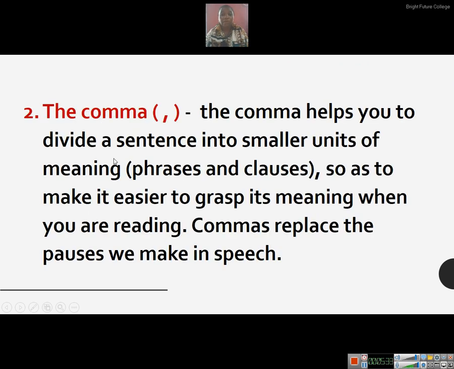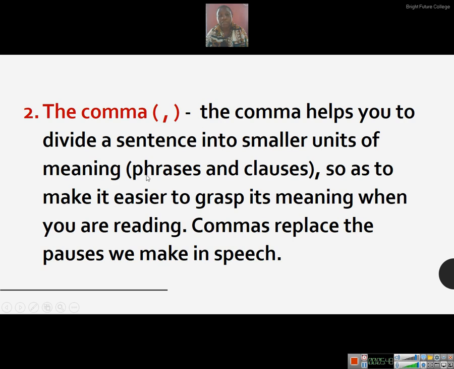Now another type of punctuation mark is the comma. The comma, and this is how it is written. The comma is written this way. The comma helps you to divide a sentence into smaller units of meaning.